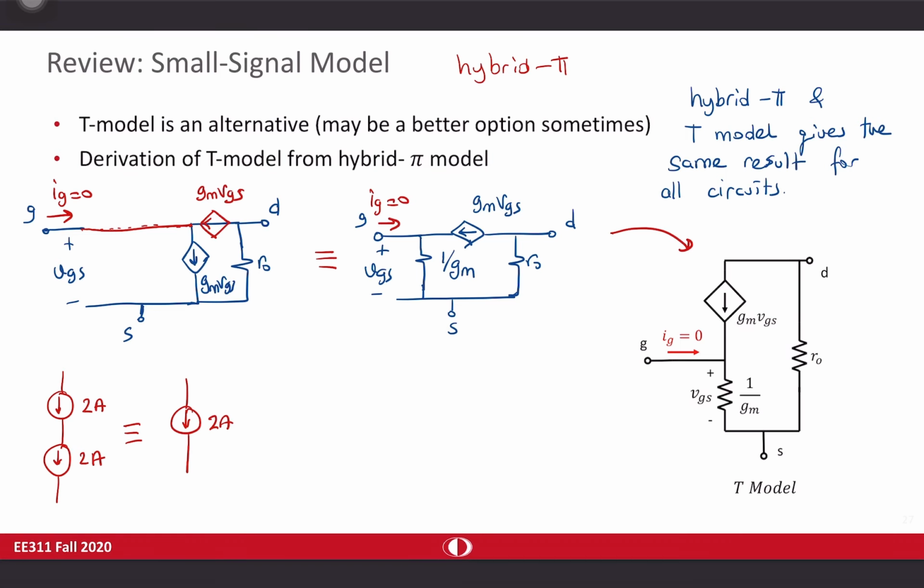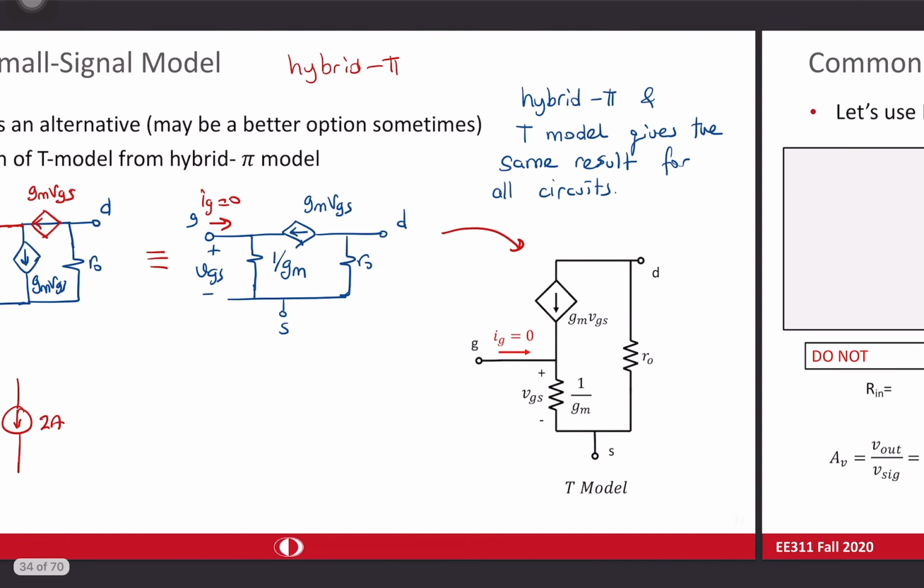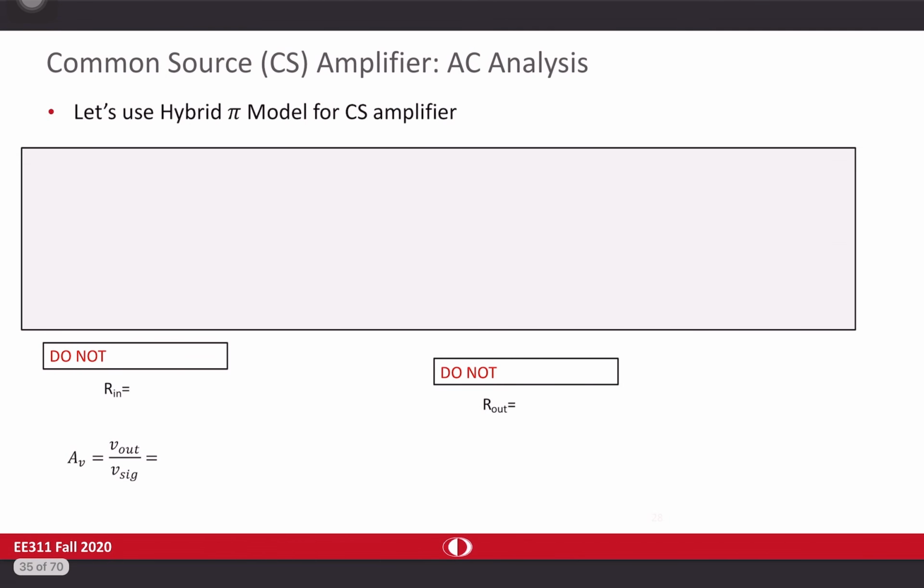But when you are using the T model, there is one thing that you should be very, very careful about, which is Ig is equal to 0. If you forget it, then it's going to change everything. It's going to change all the results. Anyway, at this point, we know the small signal model, and let's go back to our common source amplifier.